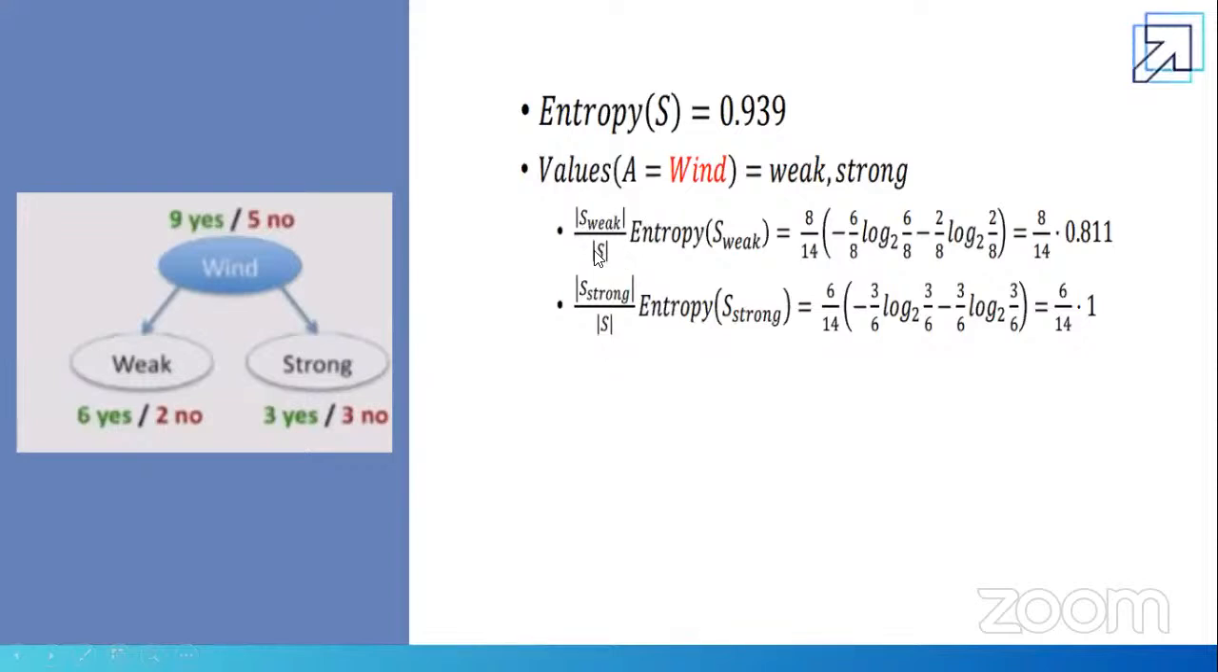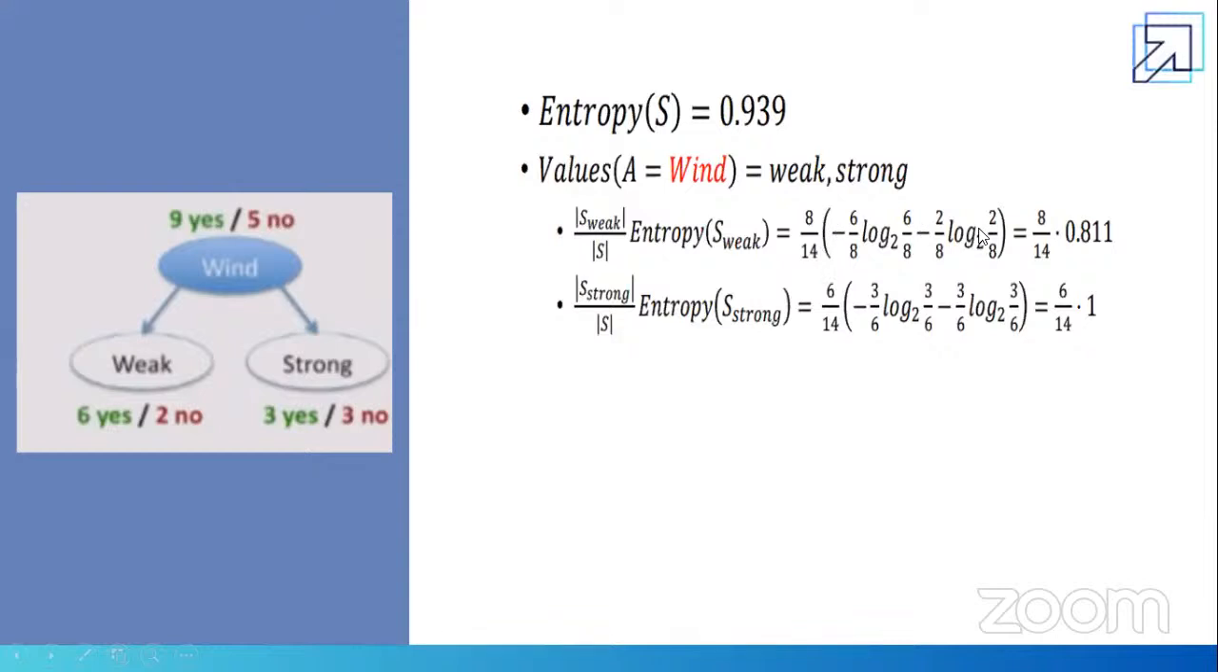So S weak by S is the number of observations for weak and the total number of observations. The number of observations in weak is 6 plus 2. Total observations in weak are 8 and total observations of the sample S are 14. So 8 by 14. Okay.